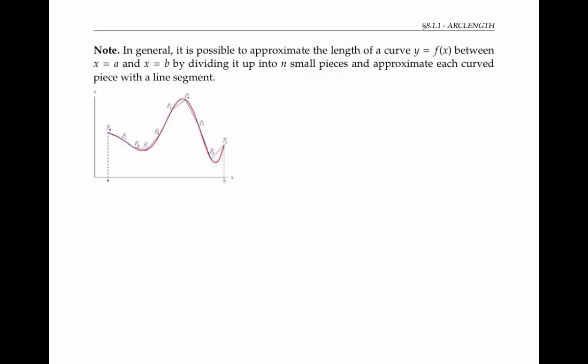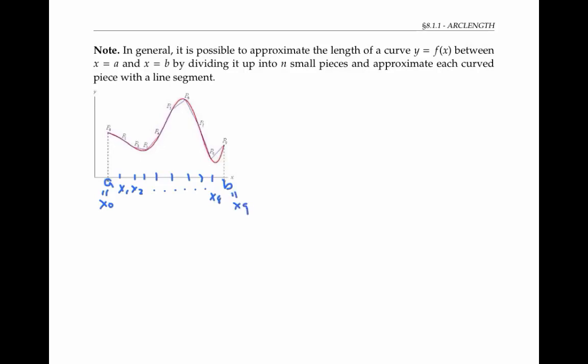We can use the same process to approximate the length of any curve by dividing it up into n small pieces and approximating the length of one small curved piece with a straight line segment, using the distance formula to calculate the length of these line segments. In this picture, the curve is divided up into 9 subintervals. I'll label the corresponding points on the x-axis x0 for A, x1, x2, all the way through x8, and x9 is B.